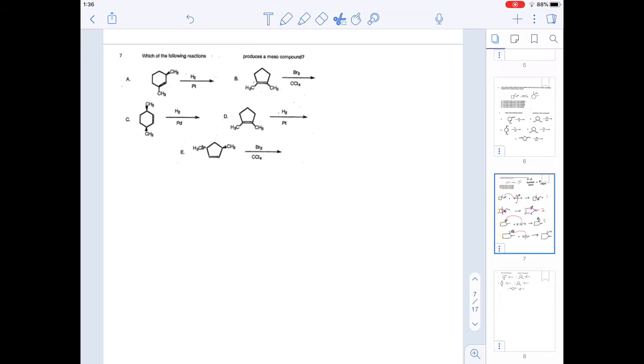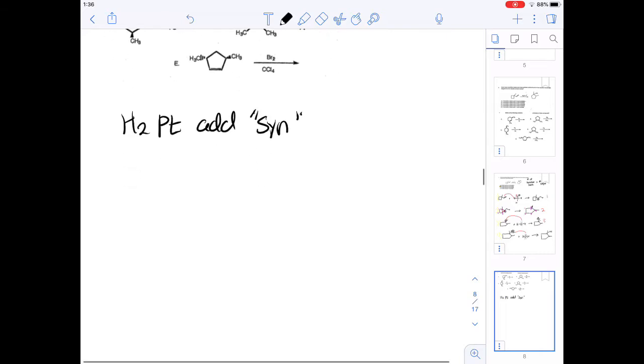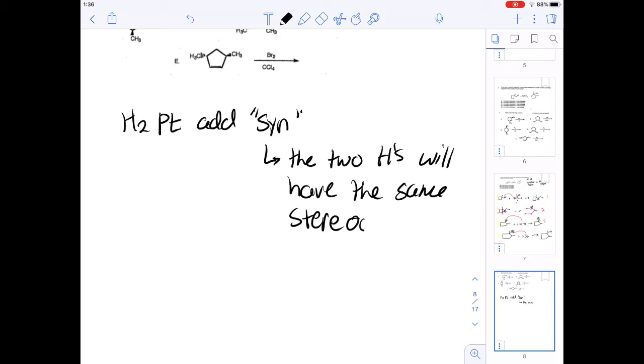So for H2/Pt, they didn't give you a mechanism to learn, so I'm not going to give you the mechanism, but I'm going to let you know that the H2/Pt adds syn. So what that means is that the two H's, because H2/Pt is going to add two H's across the double bond, so the two H's will have the same stereochem as each other.